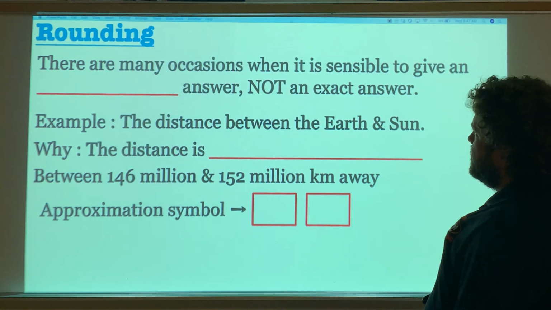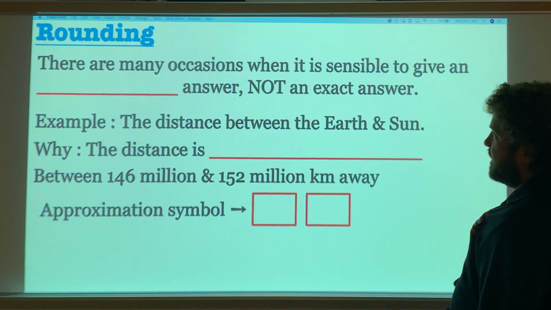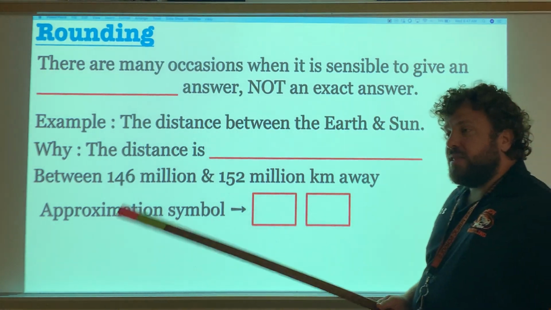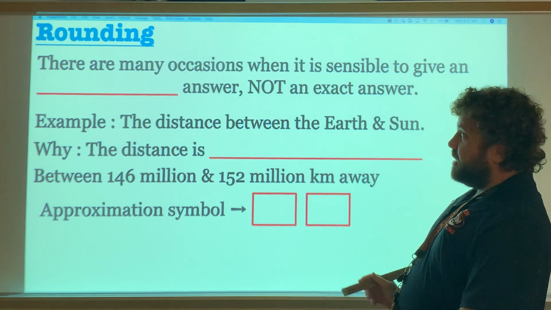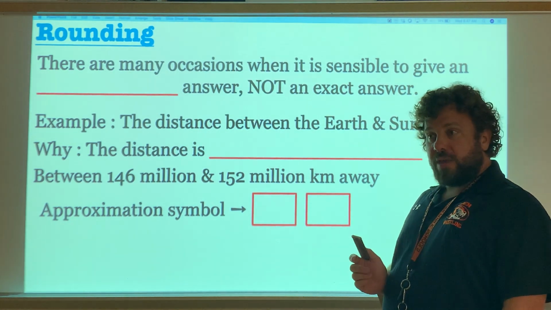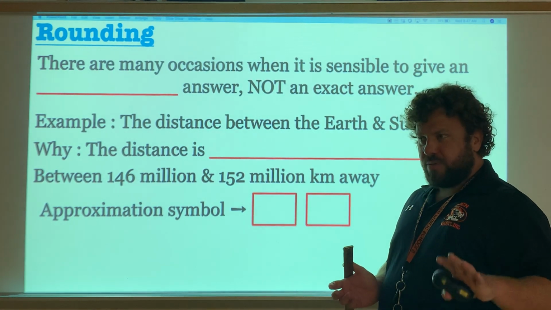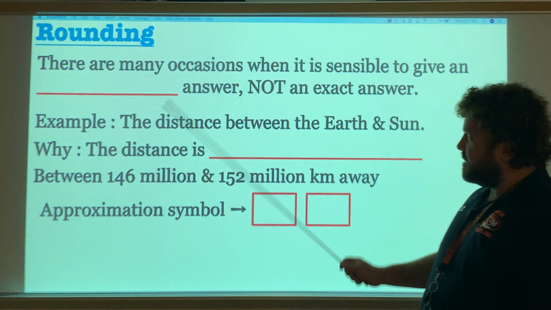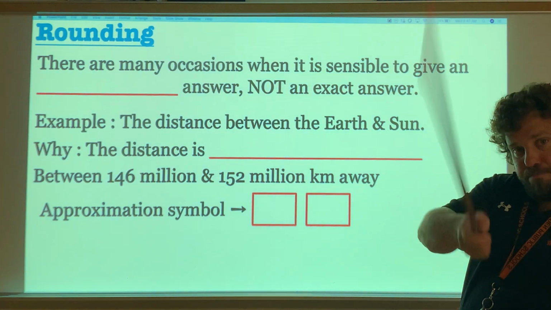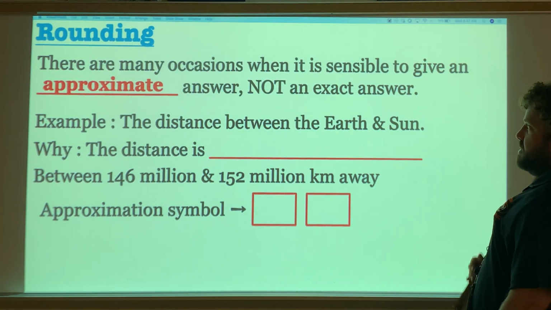There are many occasions when it's sensible to give a rounded answer. So here's how this is going to work. Being that you guys are home and I'm here, I'm going to point to the camera, and you're going to yell your answer wherever you are. Okay? Unless you're in a library, don't yell too much. Just think to yourself. Just yell it out. Try to wake yourselves up a little bit. These classes are early.